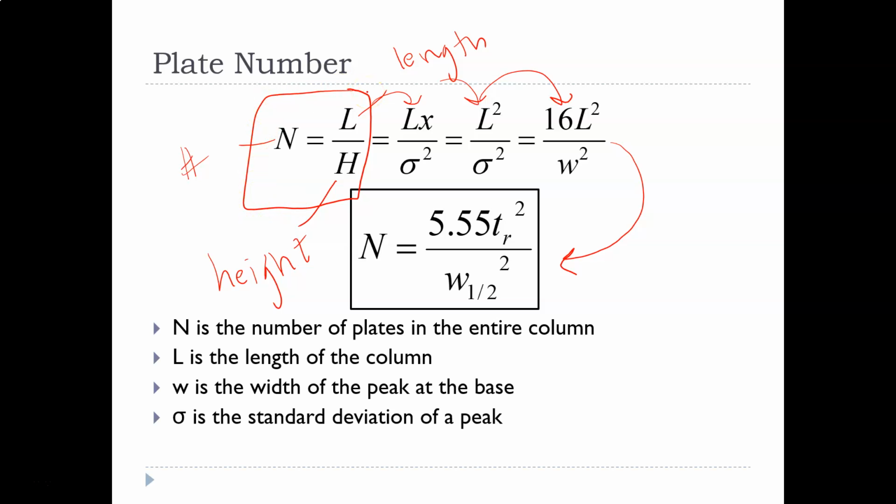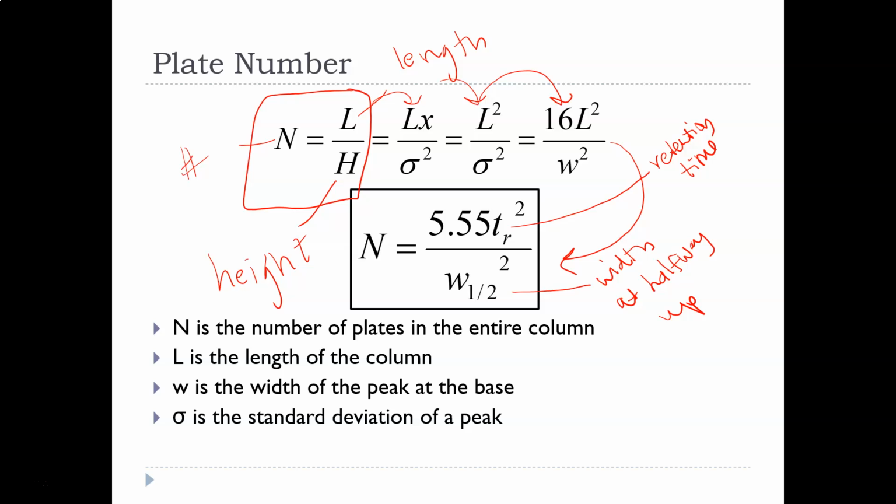Okay, so looking at this, N is the number of plates for the entire column. L is the length of the column. W is the width of the peak at its base, so W 1/2 is the width halfway up. TR is the retention time. 5.55 is there, and you're not going to worry about where it came from. It came from substitution.